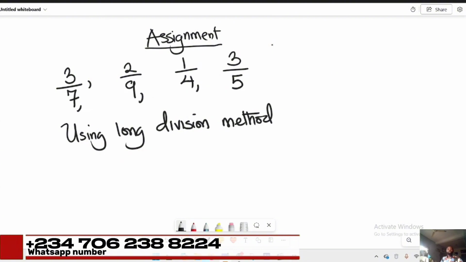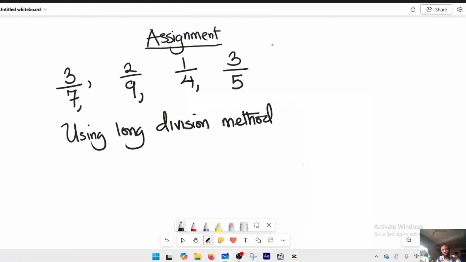Right, so you can use long division method. You try all of this out and leave your answer on the comment section. Yeah, leave the answer here in the comment section.